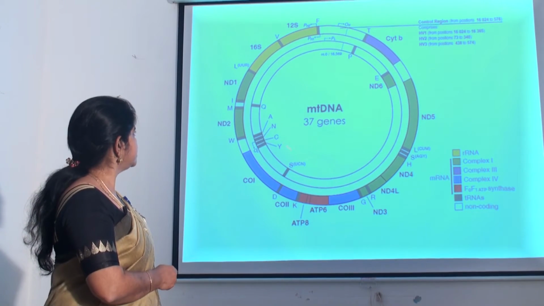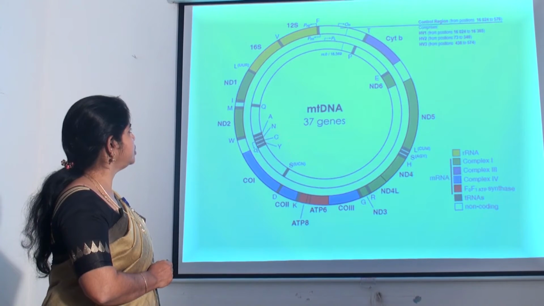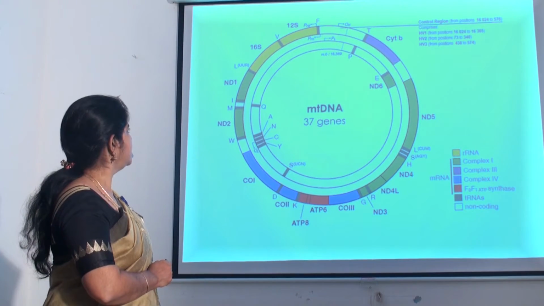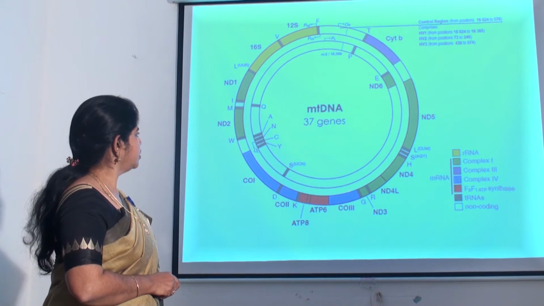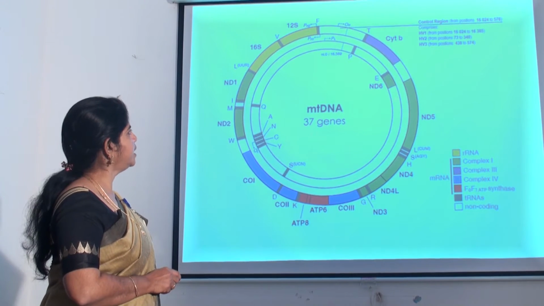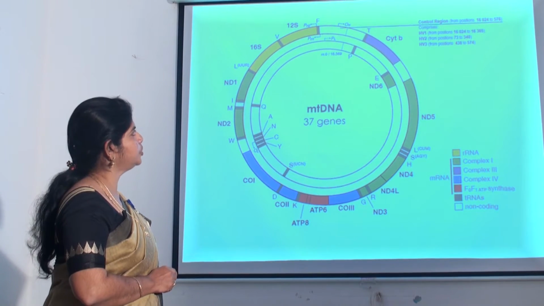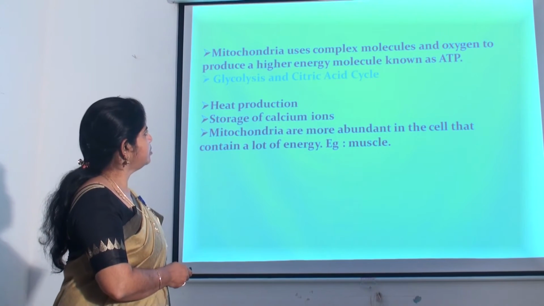And this is the image of the mitochondrial DNA, and you can see here the genes which code for the ribosomal RNA, and then complex 1, complex 3 and complex 4, and this is for the tRNAs, the genes code for the tRNA, and this white denotes the non-coding regions. So that is a mitochondria.